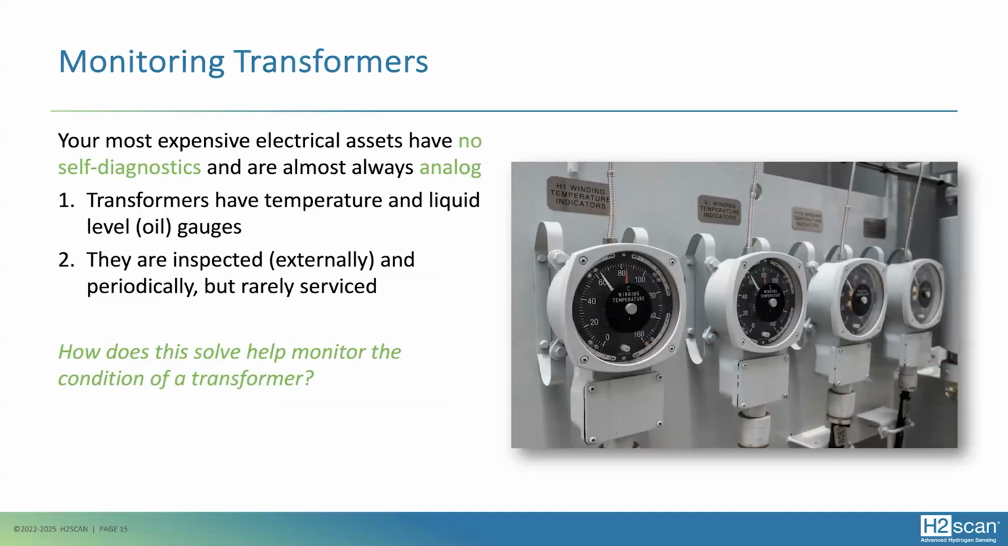So we're going to monitor our transformer. We're off to the races, at the start line, the starter shoots the gun, and we're ready to go. And then we realize that the most expensive asset in our substation on our grid, the transformer, has no self-diagnostics. They are, for the large part, not digitized. They're almost always analog. As we go to the front of them, we'll see some oil level indicators.